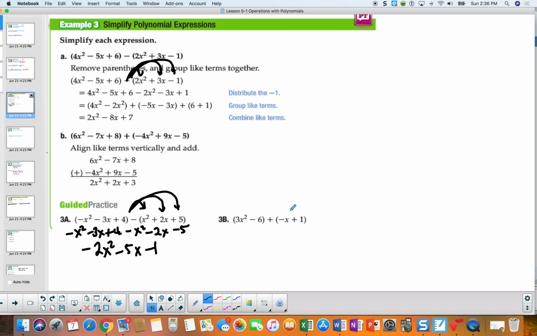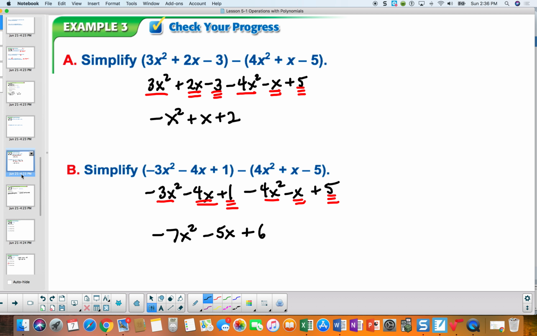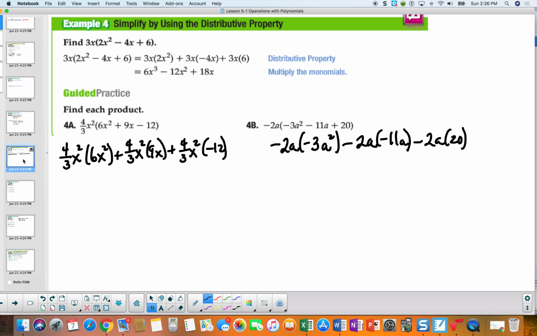That's distributing. And then I'm going to collect like terms. And here's the answer. Over here, I can just disregard the parentheses because this is a plus sign, and I just add like terms. Okay, pause and see what you can do. And here's the answer.